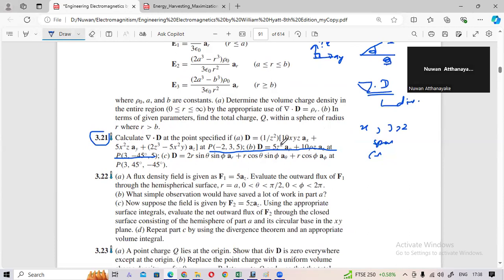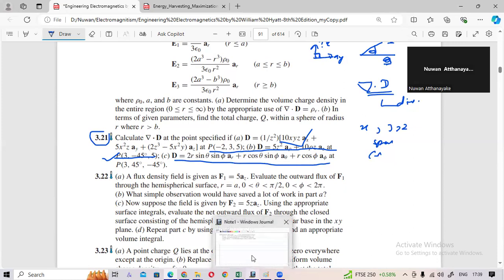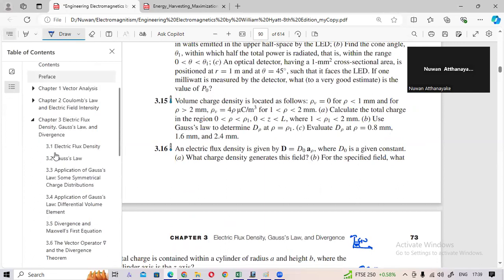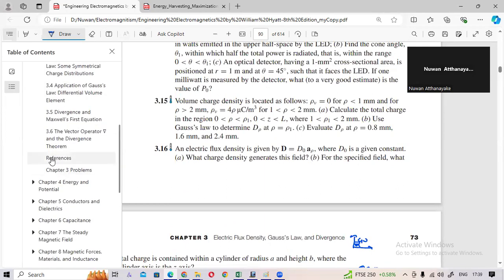This one you can easily evaluate. As I can remember, we have also evaluated the cylindrical coordinate divergence. So to have an idea, we will try to evaluate the divergence of this one using spherical coordinates. Then you need to know that equation, that identity.